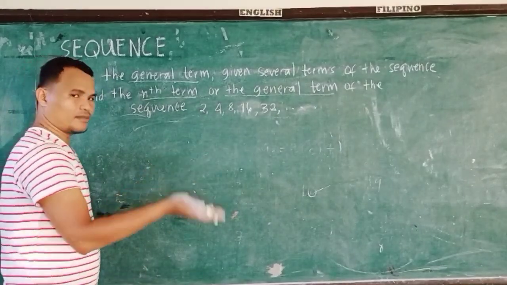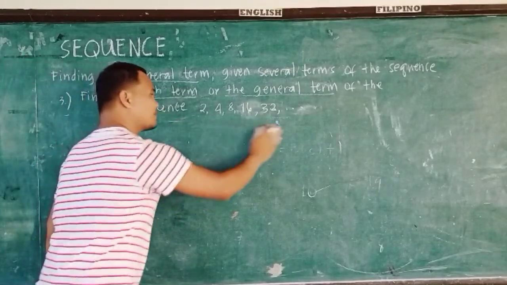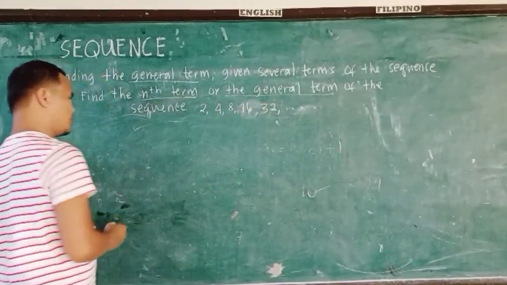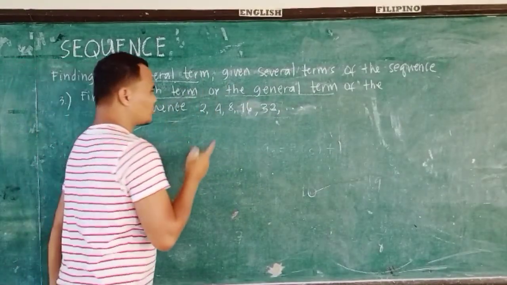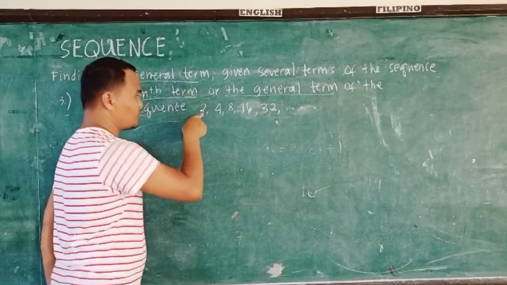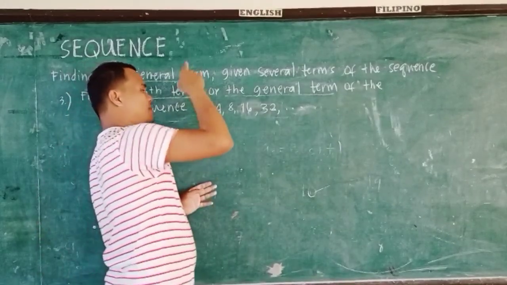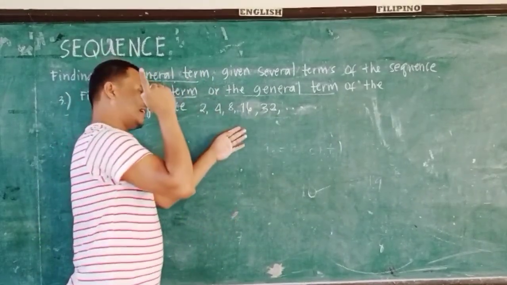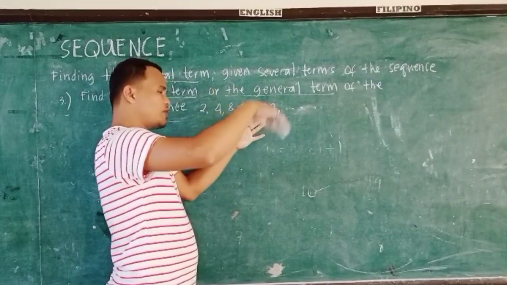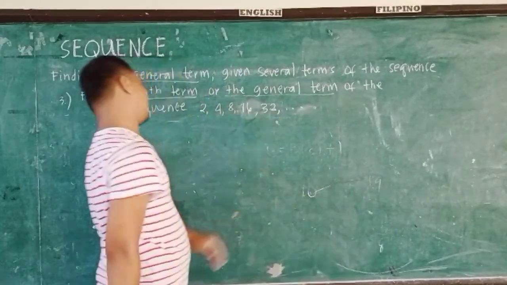Is the sequence added by a common number or multiplied by a common number? It is multiplied by a common number. Okay, if it is multiplied by a common number, then what is that common number that we multiply? We have 2 multiplied by 2 to obtain 4, yes. And 4 is multiplied by 2 to obtain 8. And 8 is multiplied by 2 to obtain 16. So therefore, the pattern is we multiply by 2 each term to get the next term.